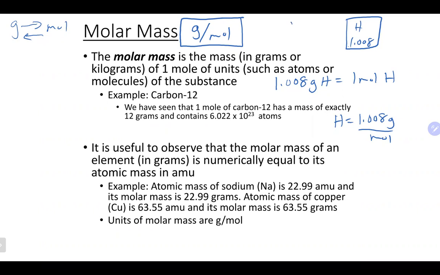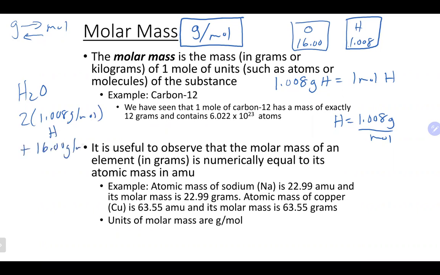We get it from the periodic table. If we had hydrogen there and we had oxygen, which is 16, and we had something like water, and we wanted the molar mass of water, we would take 2 times 1.008, which is the molar mass for hydrogen, and we would add it to 16 grams per mole, which is the molar mass of oxygen, and that would tell us that the molar mass of water is 18.02 grams per mole. Again, the number stays with the grams, and it's 1 mole.